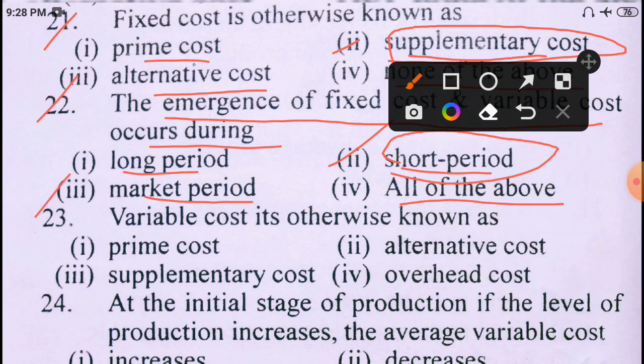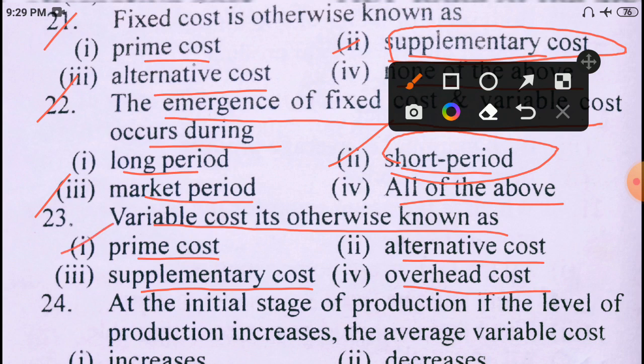Number 23. Variable cost is otherwise known as (i) prime cost, (ii) alternative cost, (iii) supplementary cost, (iv) overhead cost. Try to give the correct answer. Which is the correct answer? This is option (i), prime cost. Variable cost is otherwise known as prime cost.